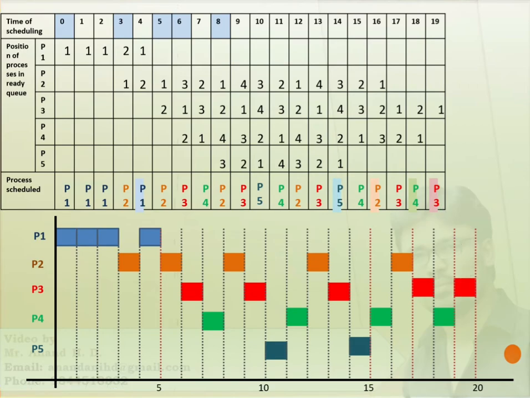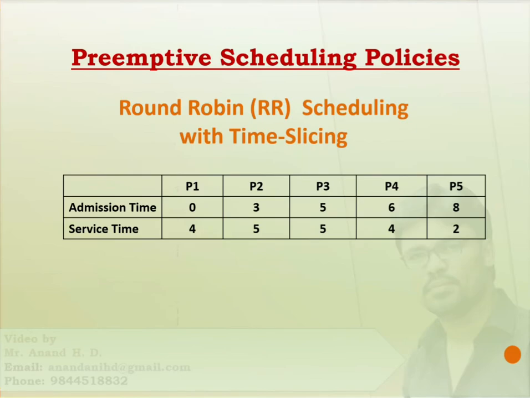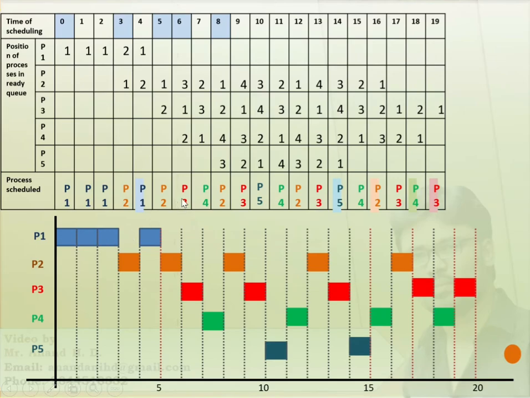So now if we look into the question, P3 is having a service time of 5 time units. So look here, P3 was scheduled once, twice, thrice, fourth time and finally fifth time. So P3 has completed its execution of 5 time units at 20 time units, right?